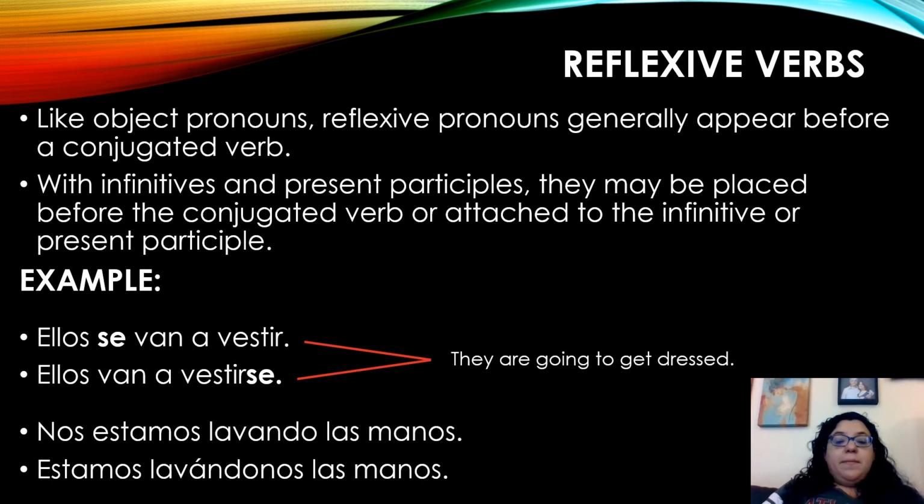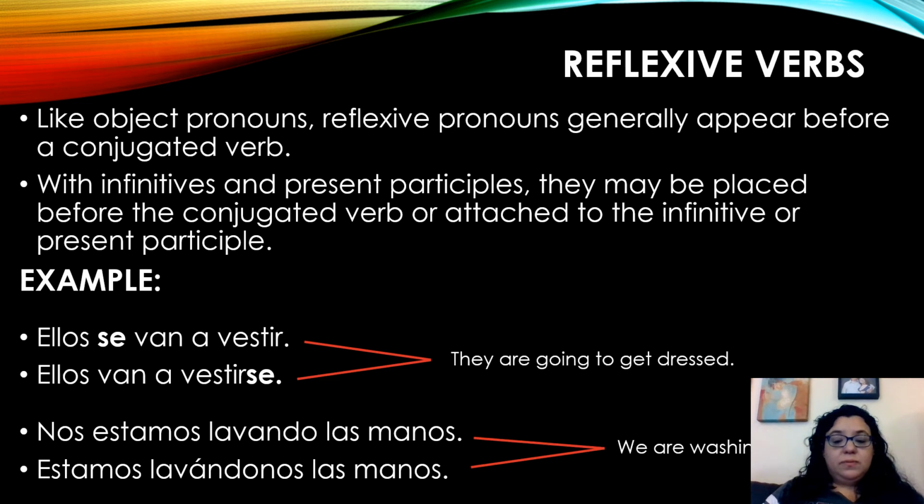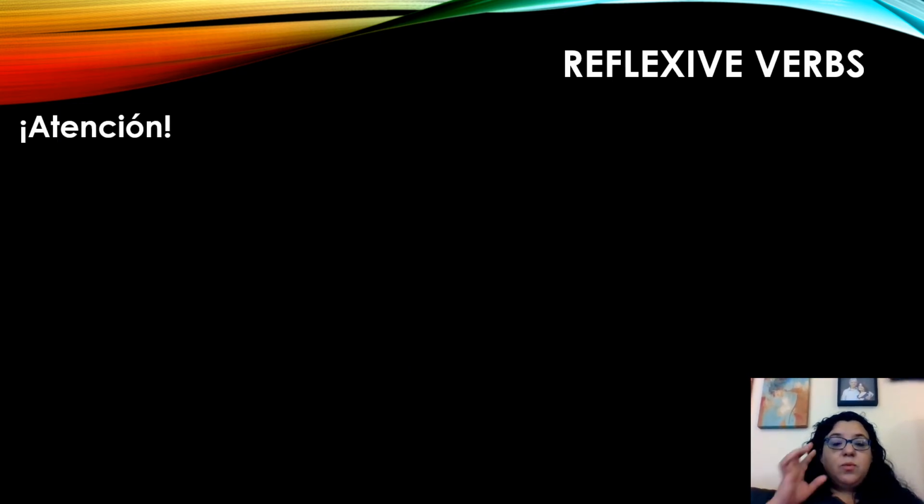Now, if we're talking about the present progressive and we're using a participle, again, I can use it before the conjugated verb, which is estamos. Nos estamos lavando las manos. Or I could attach it to the end of the present participle. Estamos lavándonos las manos. We are washing our hands. So same thing.